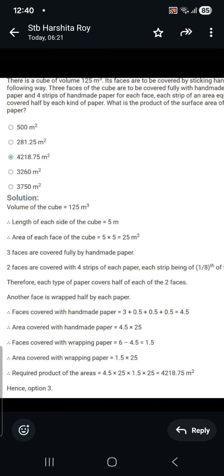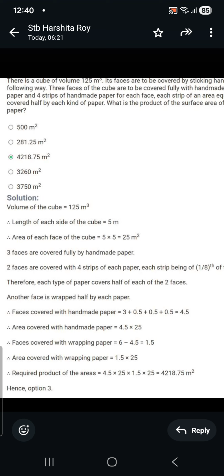Because you are using equal quantities of both the papers. And the other face is also wrapped half by each paper. So that is also 50-50. So for the handmade paper, you have three faces fully covered with handmade paper, and two faces covered by four strips of each of the two papers.